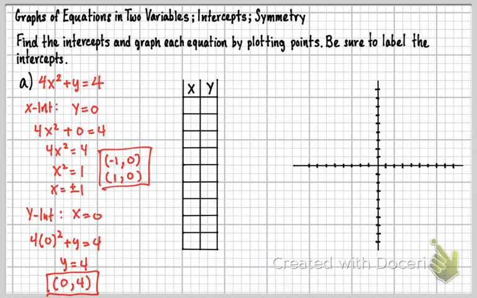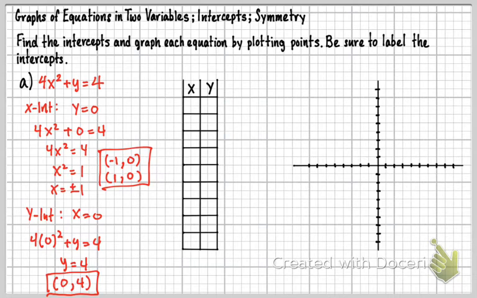They are points. Now what we're going to do is use this table that I have to the right of it. We're going to start to fill this in because we need to graph this equation. It says graph each equation by plotting points, so we need a bunch of points. An XY table is perfect for that.